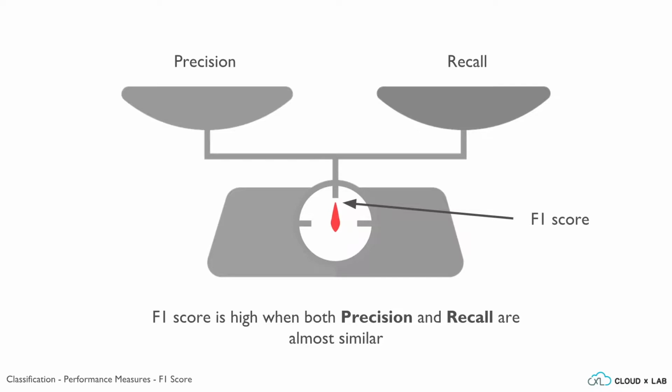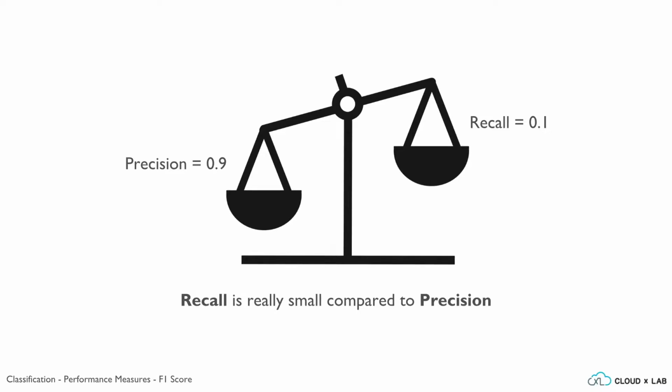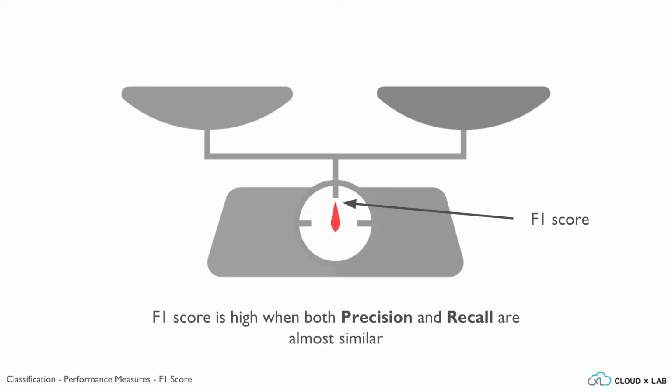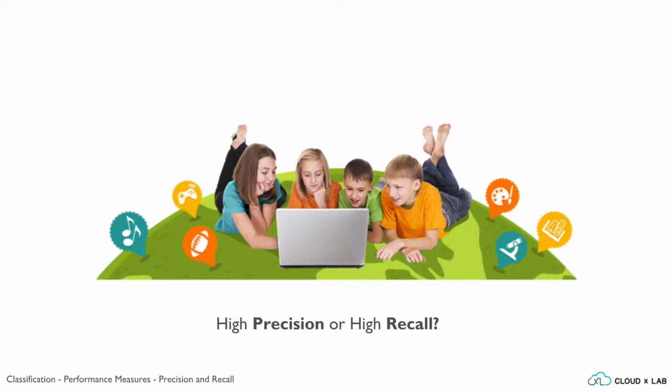F1 score favors the classifiers that have similar precision and recall. If between precision and recall one number is really small, then the F1 score will be closer to the smaller one. We have learned F1 score favors the classifiers which have almost similar precision and recall. But depending upon the problem, we may want high precision, high recall, or equal precision and recall. That is the case where we would want F1 score as our performance measure.